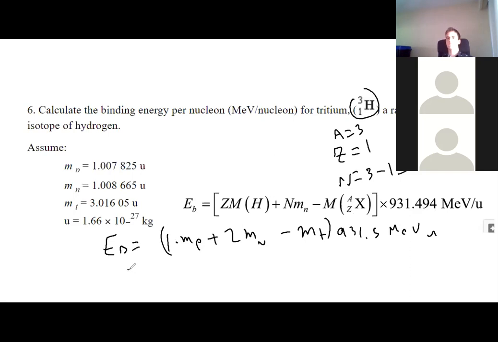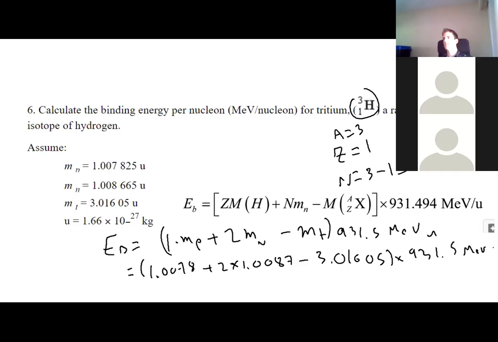At this point, even though it's annoying to have to write too many decimal places, it is what sets them apart. So you'll have 1.0078 plus 2 times 1.0087 minus 3.016, and we have one more, times 931.5 MeV divided by U. You can kind of tell already that you should always get a positive number out of this, since all binding energy is positive.